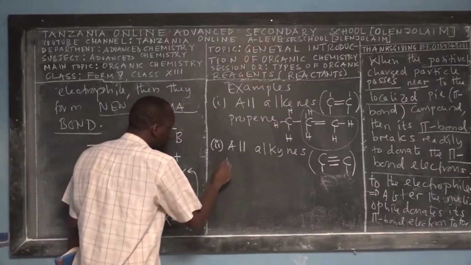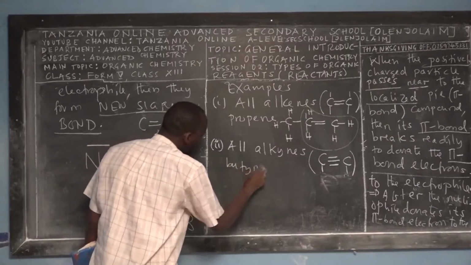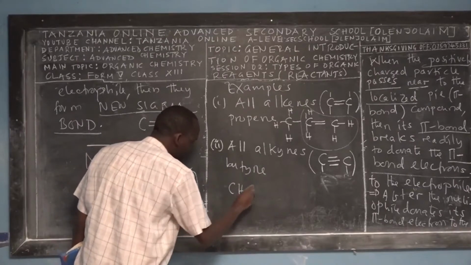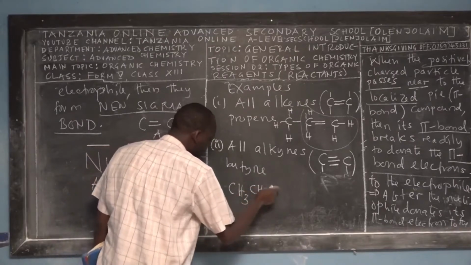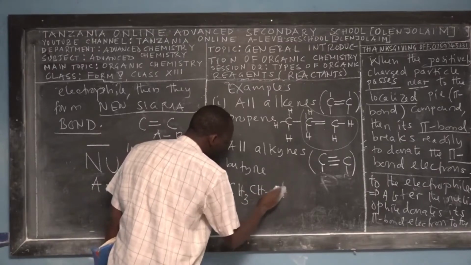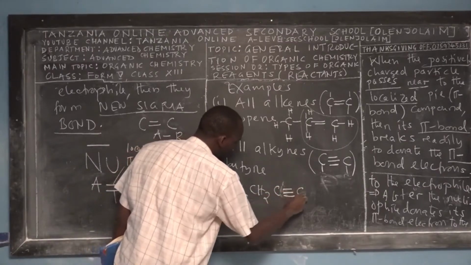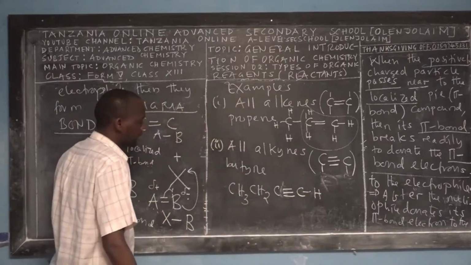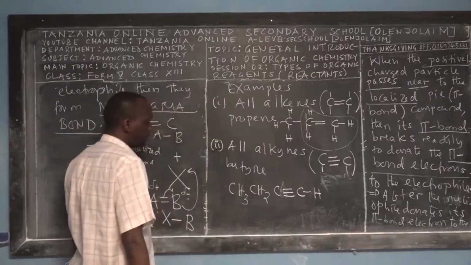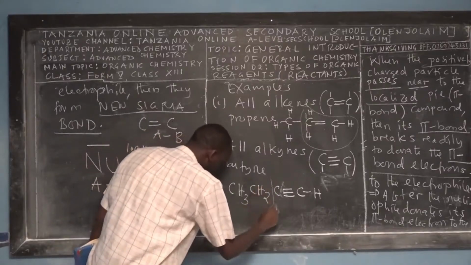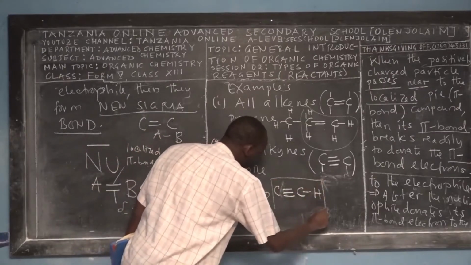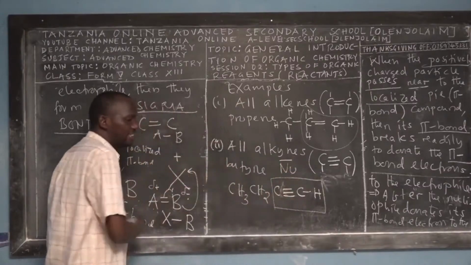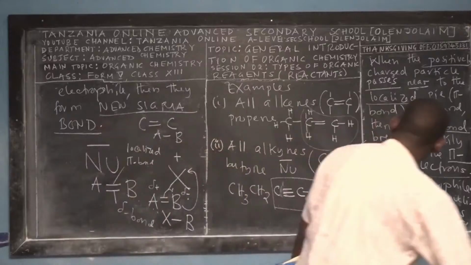For example, also, we can say that butane. So if you write the structure for the butane, just for the purpose of understanding this, we have something like this one. So this is our structure, right? So the point where the nucleophilic property will act is here, regardless of the length of that organic compound.